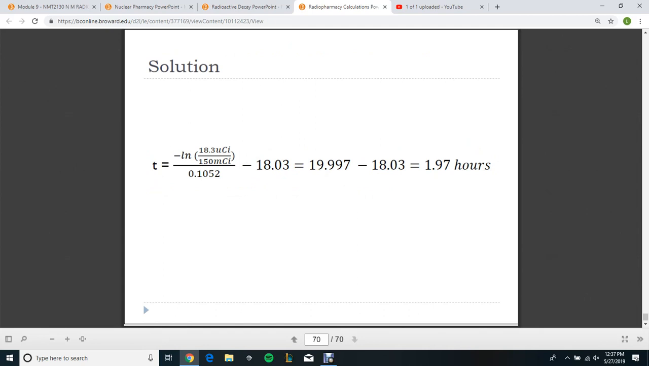So for the time it would take to exceed, you take the negative ln and multiply that by the 18.3 divided by 150. After you get that, you will divide that total by 0.1052 and subtract 18.03 from the final. You'll end up with 1.97 hours. That's the end.